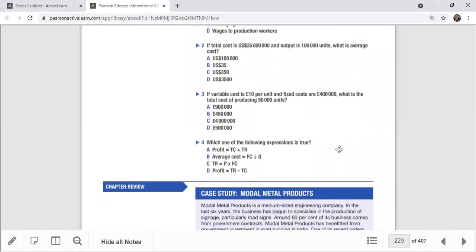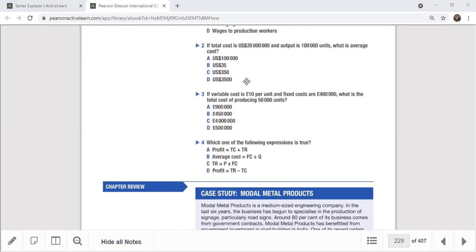Third question, if variable cost is 10 pounds per unit and the fixed cost is 400,000, what is the total cost of producing 50,000 units? So variable cost here is 10 pounds, and they are producing 50,000 units. That is 10 into 50,000, and the variable cost is 500,000, and fixed cost is 400,000. So what will be the total cost, TJ? Yeah, TJ gave the answer here.